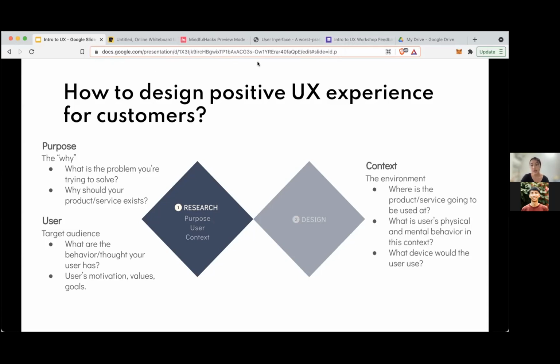And the last one is context. Context is environment. So where will your service or product be used, and what are the users' physical and mental behavior in this context? And also what device would they most likely be using?